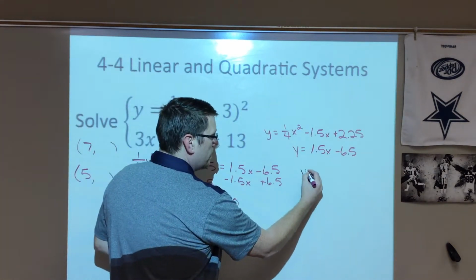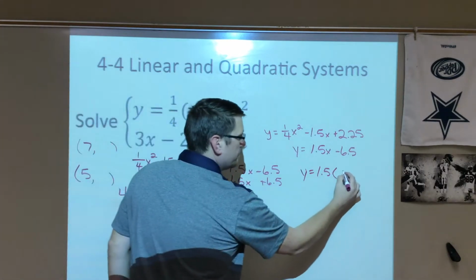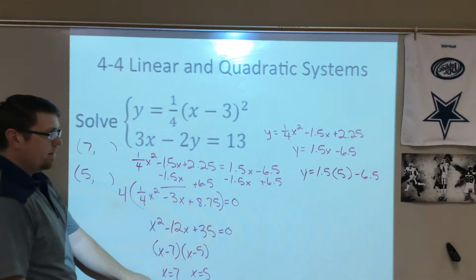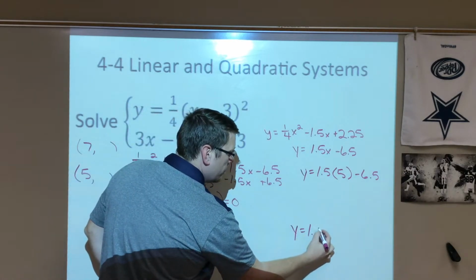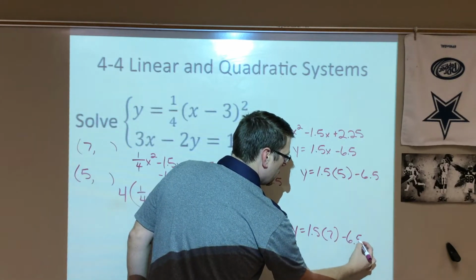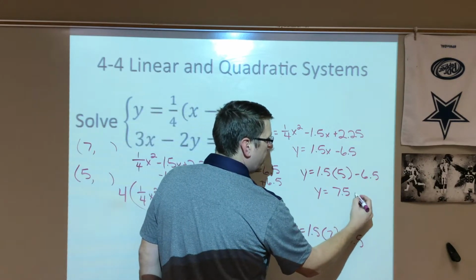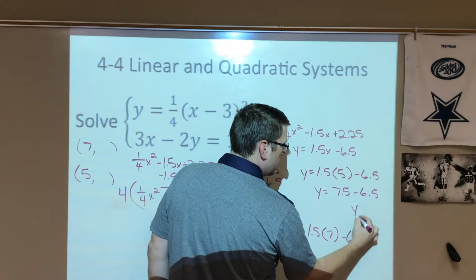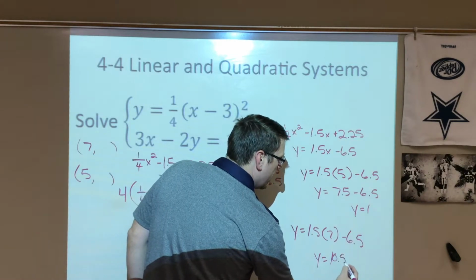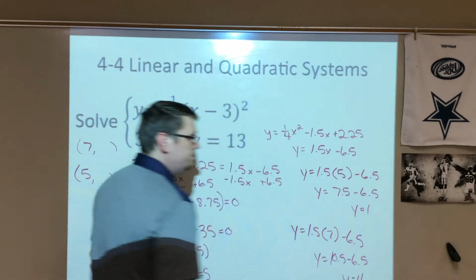So I'm going to have to solve y equals 1.5, and then for x, I'm going to plug 5 minus 6.5. But I also need to solve it with 7 plugged in. y equals 1.5, and we're going to plug in 7. So what we end up with here is y equals 7.5 minus 6.5. So y equals 1. And we've got y equals 10.5 minus 6.5, which turns out to be y equals 4.